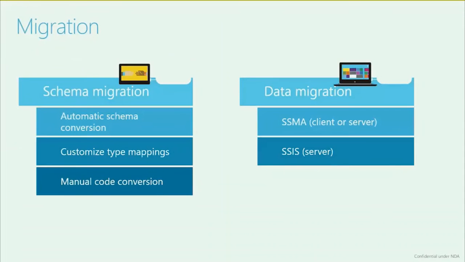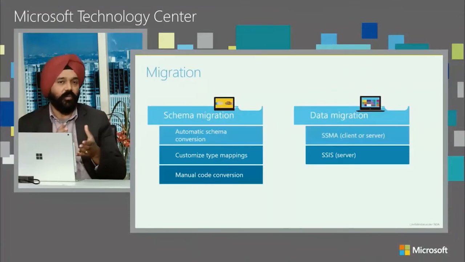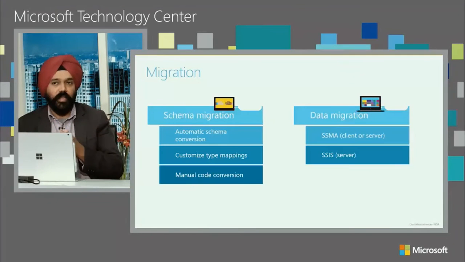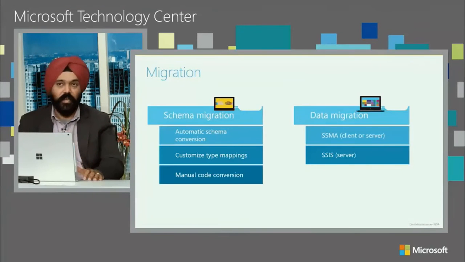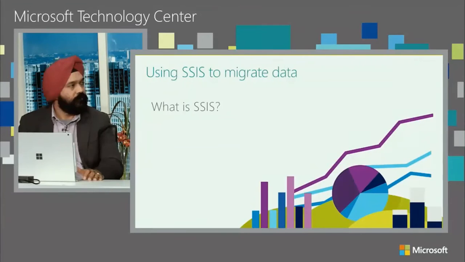So when you look at the migrations, you want to look at what SSMA can automatically convert, number one, what will have to be manually converted, and then what are the custom mappings that you will have to do between Oracle and SQL Server. And on the data migration side, obviously you could use SSMA or you could use SSIS. Well, that comes back to what you said earlier about using SSMA for some data, but for the bigger loads you probably want to focus on SSIS.